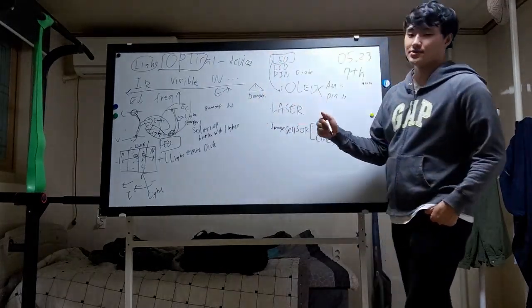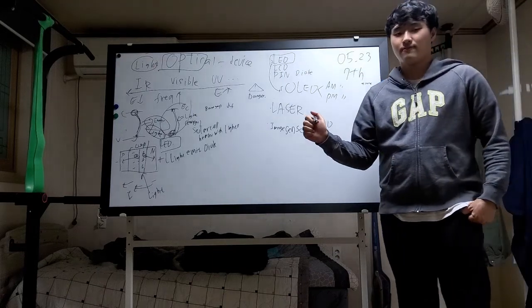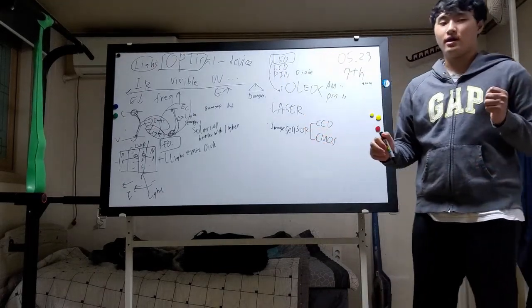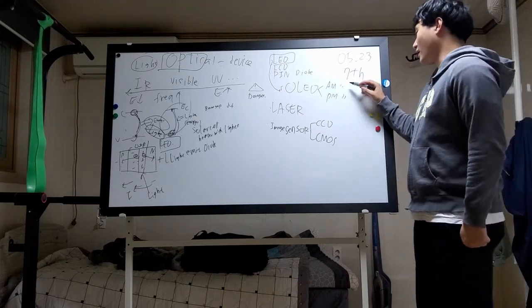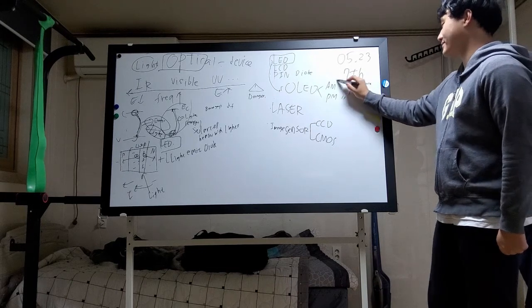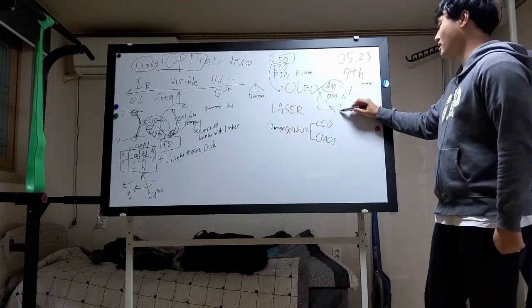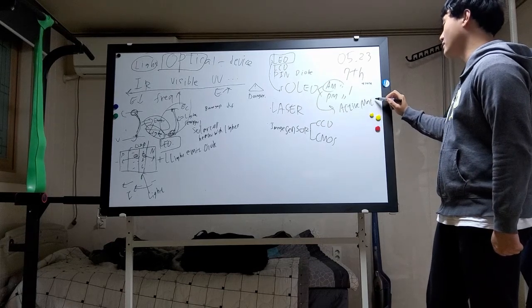In LED there are two methods of using this mode. For now we are using AMOLED and PMOLED. AMOLED means active matrix OLED.